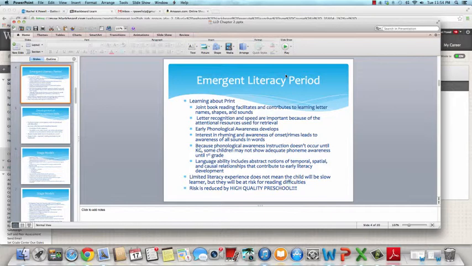So essentially, in this learning about print stage, early phonological awareness develops. And this is even as simple as nursery rhyme awareness and the interest in rhyming, awareness of onset rhymes. That leads to the awareness of all sounds. In fact, rhyming is the first phonological awareness skill. And then it leads into the sentence segmenting into words. So in the sentence, my name is Rachel, that's 4 words.